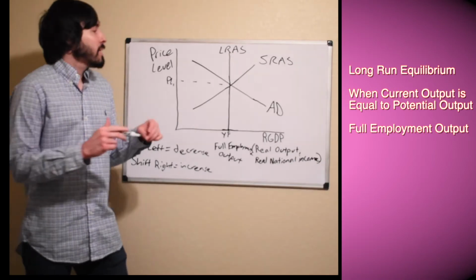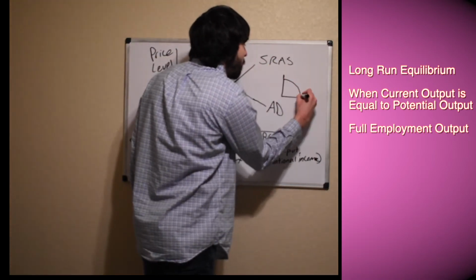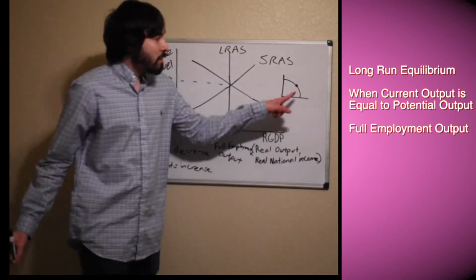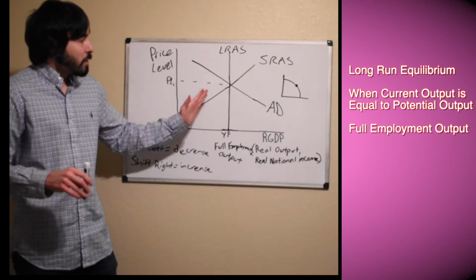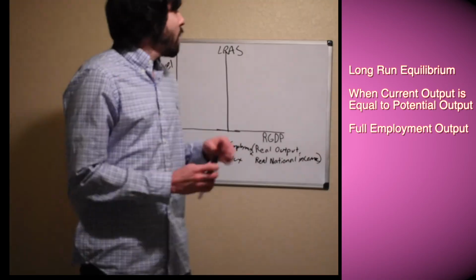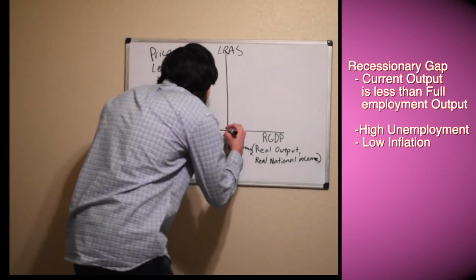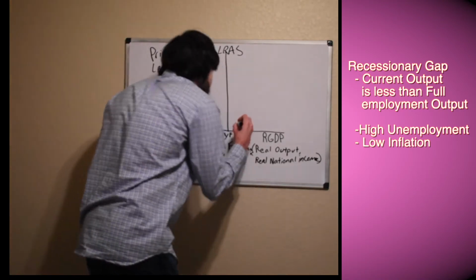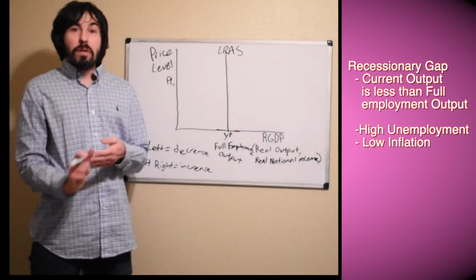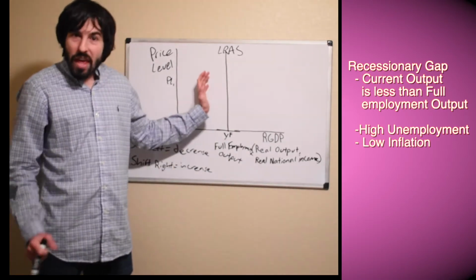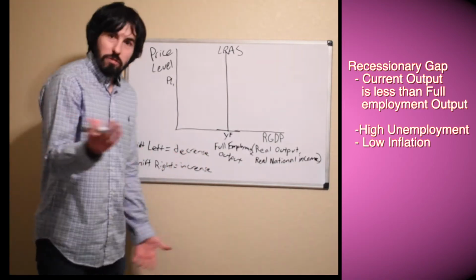If this was the production possibility curve, this economy would be operating right on the curve. This is long run equilibrium. Everything's wonderful. All right, if we are short of our potential real GDP, we would be making less stuff than we should be able to, and we'd be in what is called a recession.